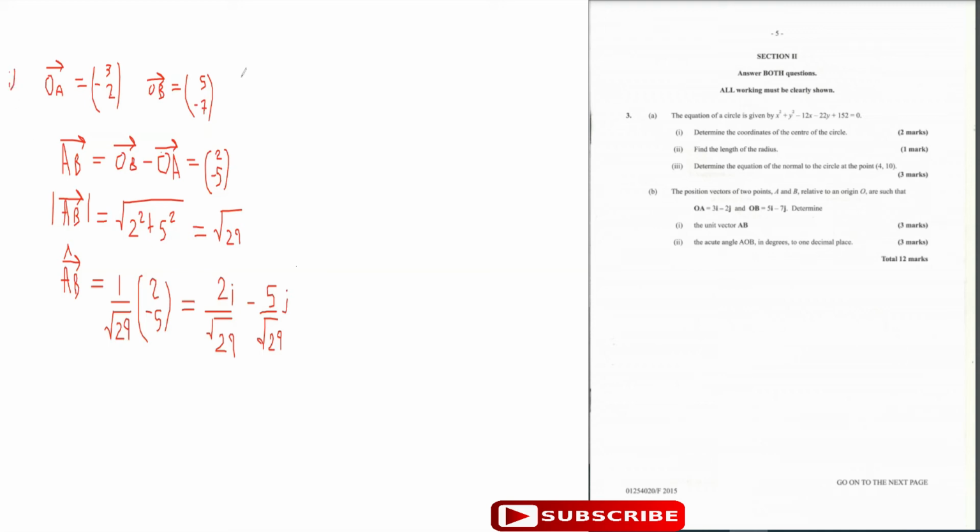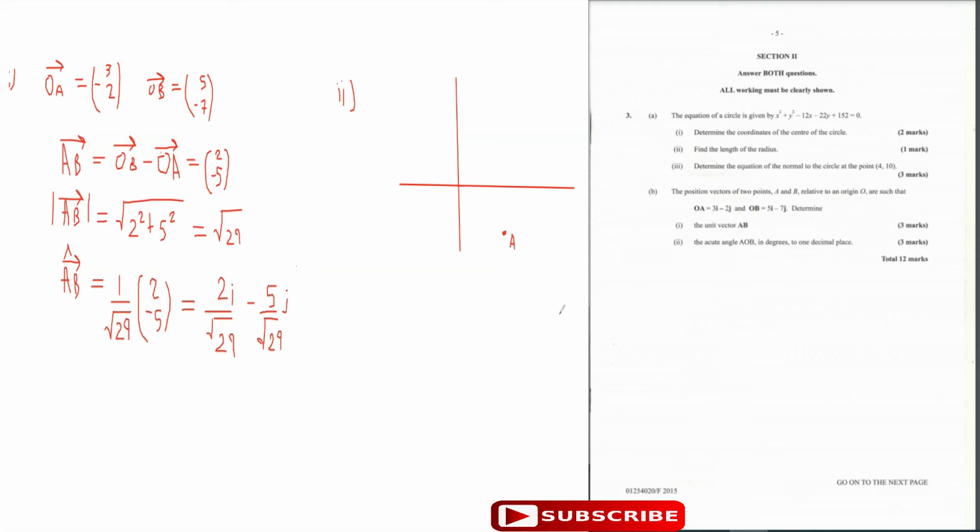Now for the next part, they want us to work out an angle. They want angle AOB. I like to sketch the graph to see what AOB is. So if I were to sketch the graph, this is what I notice. I have A is (3, negative 2). So this would be A, (3, negative 2). B would be the point (5, negative 7).